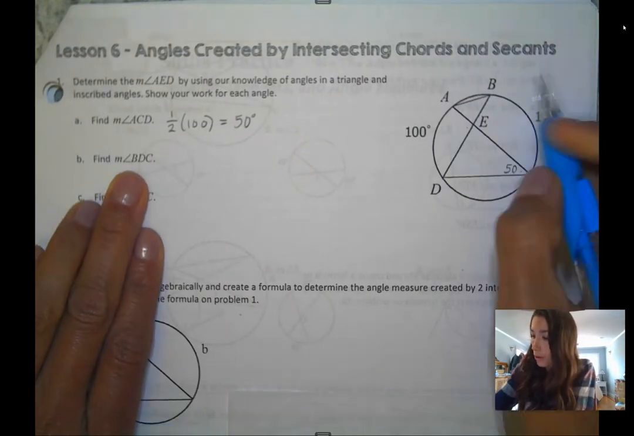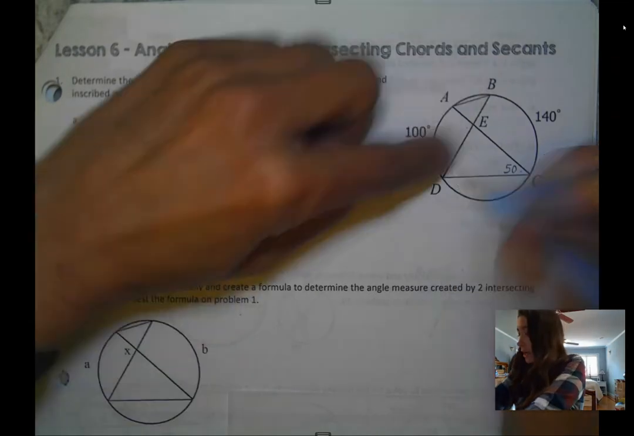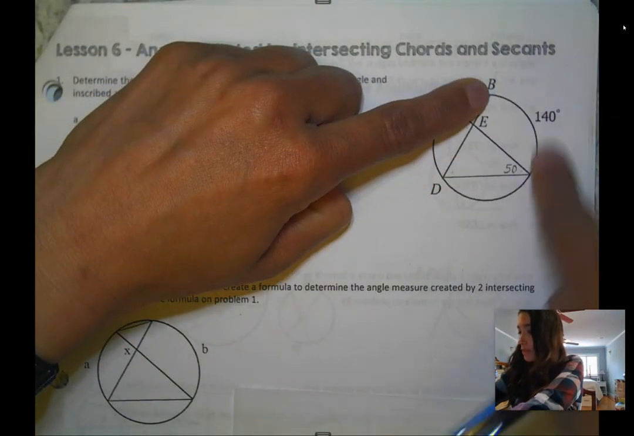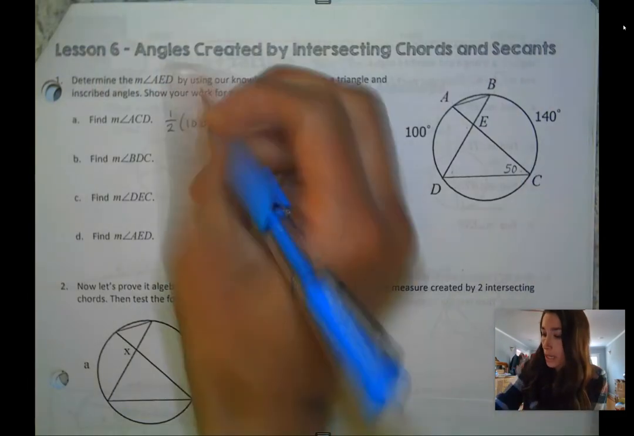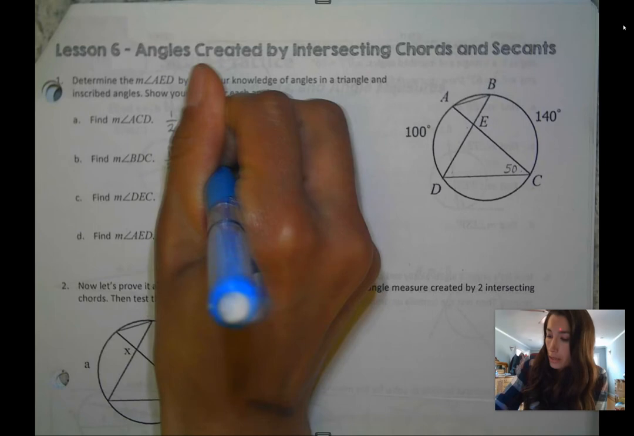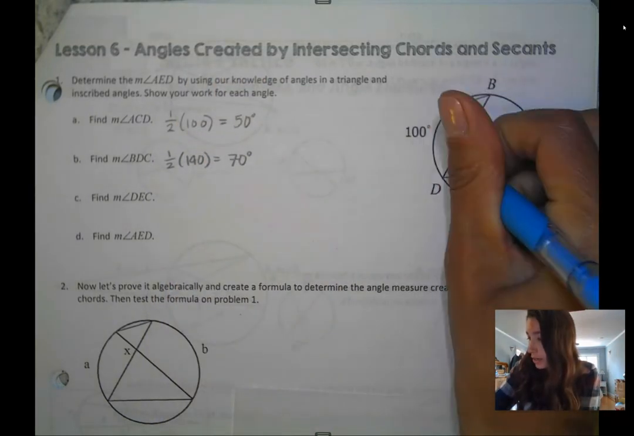Then we're looking for BDC. Okay, that's this angle here. If I trace that angle, it lands on the arc that is 140 degrees. So we would say that it is half of 140. So that is 70. We'll place that here on our diagram.